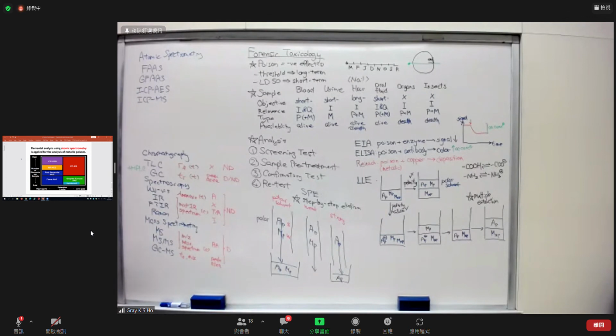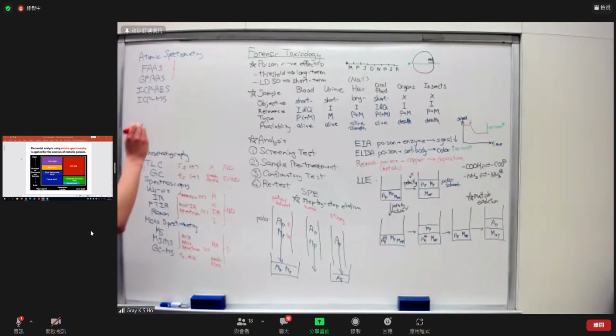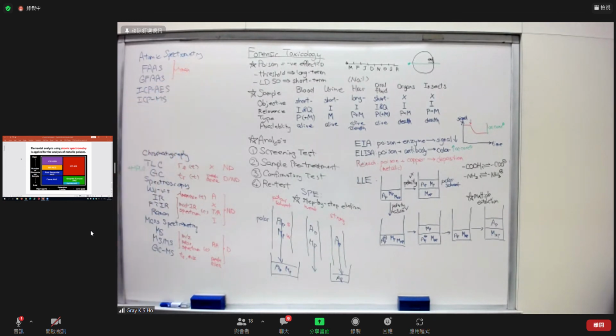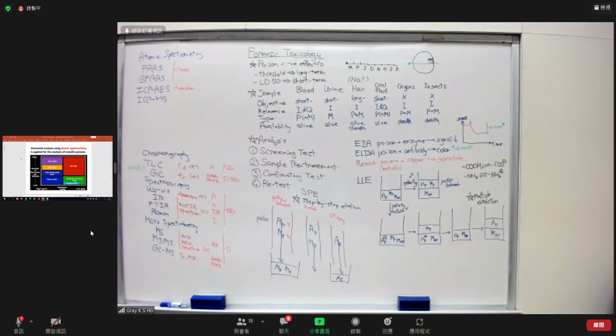For the identification, if you are using the flame AA or the graphite furnace, actually we can identify the analyte by the absorption maximum. What kinds of wavelength does the atom absorb? Meaning, what kinds of wavelength does the heavy metal absorb? For the atomic emission spectrometry, basically there will be the atomic emission. Different atom, different metal, they will emit differently. Therefore we try to sense the emission wavelength.